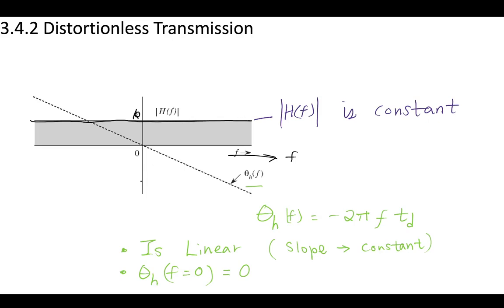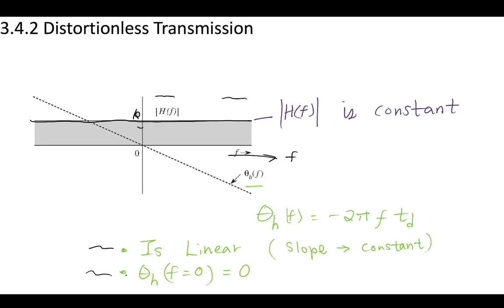Let's think about a song that has bass notes and treble notes. Those bass notes would be multiplied by the same constant as we're transmitting it, and the treble notes are also multiplied by the same constant. Now, what about the phase? Well, we are saying that it has a constant time delay, and we know it's constant because the slope of our phase response is constant, which means it's linear. So we have this linear phase response.